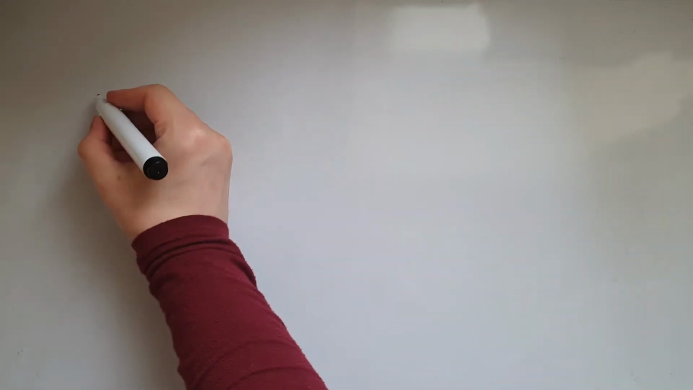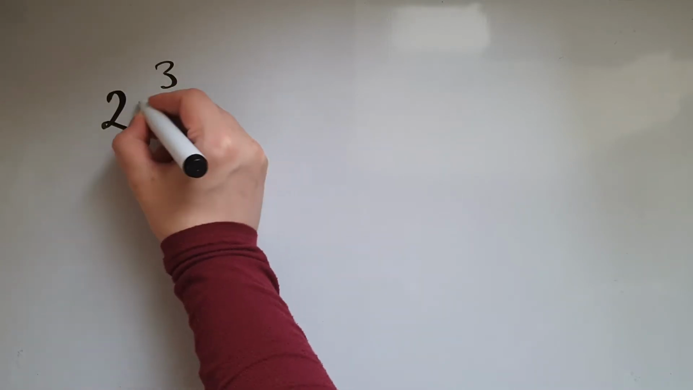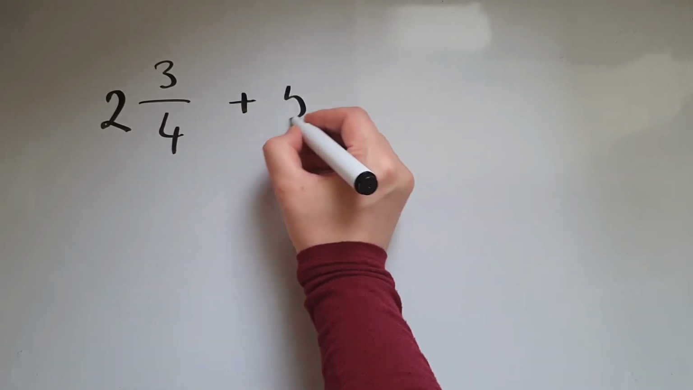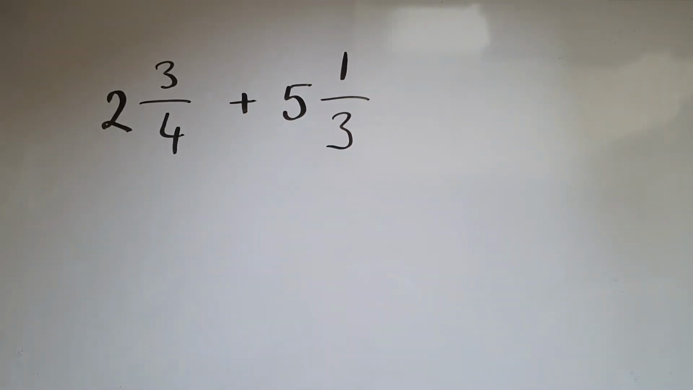In this video, we're going to calculate with mixed numbers. So we'll start with addition. Mixed numbers are a mixture of whole numbers and fractions, such as 2 and 3/4, add 5 and 1/3. So how do we get mixed numbers? And what do they mean?